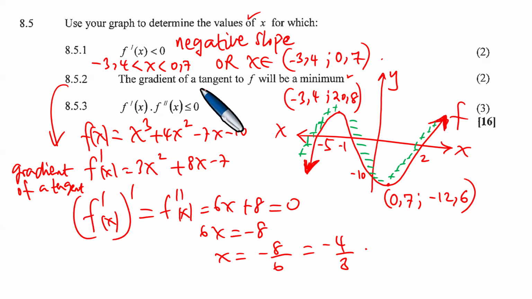So we're saying the gradient of a tangent to f will be a minimum. So the gradient of a tangent to f is the minimum when the derivative of the gradient itself is 0, or derivative naught. My point is it confirms the fact that your answer is correct. Because the answer is therefore minus 4/3, and it is exactly the answer there.